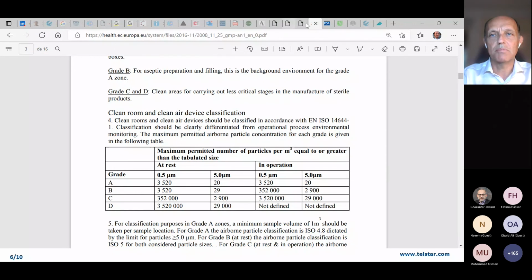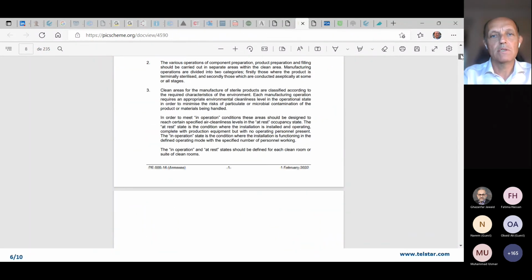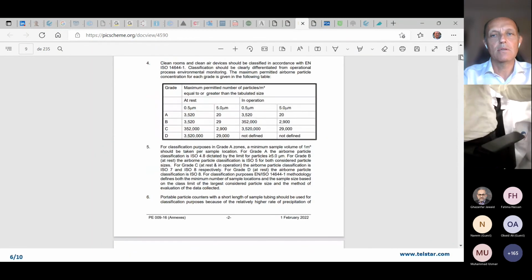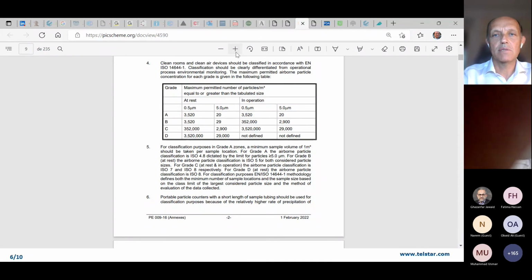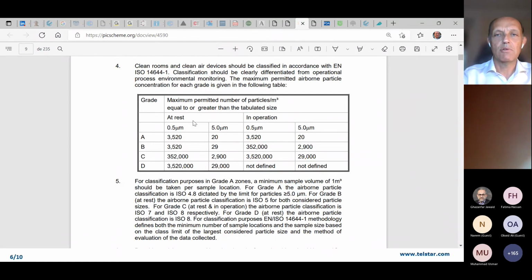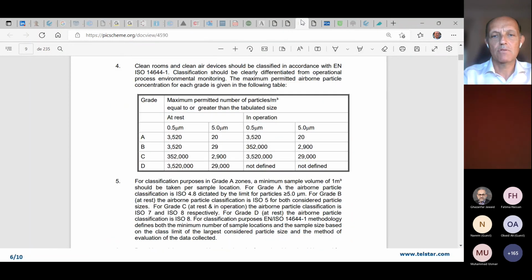This is Europe. Let's go back to PIC/S and let's move to the Annex 1. You see the classification, also make it larger, addressed in operation. This is the PIC/S, this is the European. Oh, exactly the same. You see, it's exactly the same. So why am I pointing out this aspect?